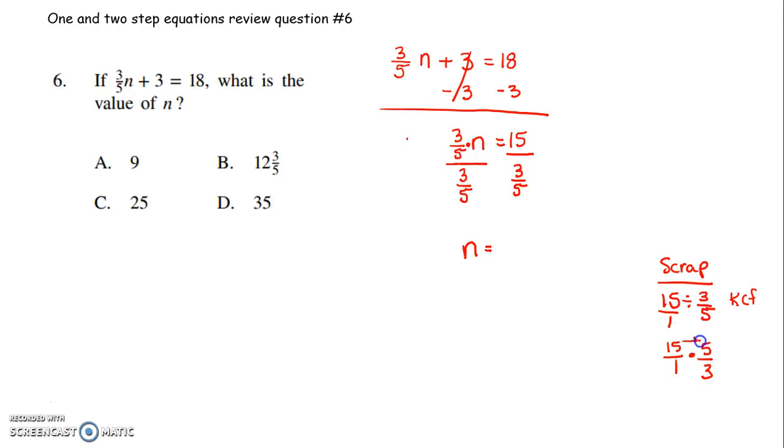I can then multiply straight across the top, straight across the bottom. Could simplify first, but you could always just multiply straight across the top, straight across the bottom. 15 times 5 is 75. Over 1 times 3 is 3. 75 divided by 3 is 25. So n must be equal to 25.